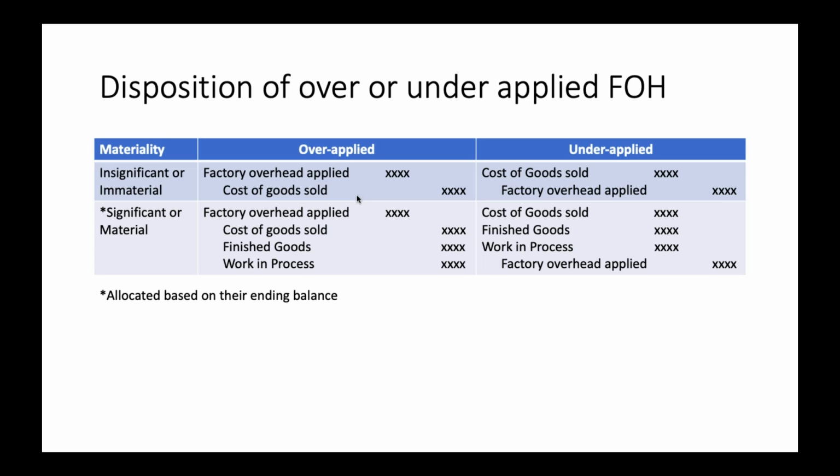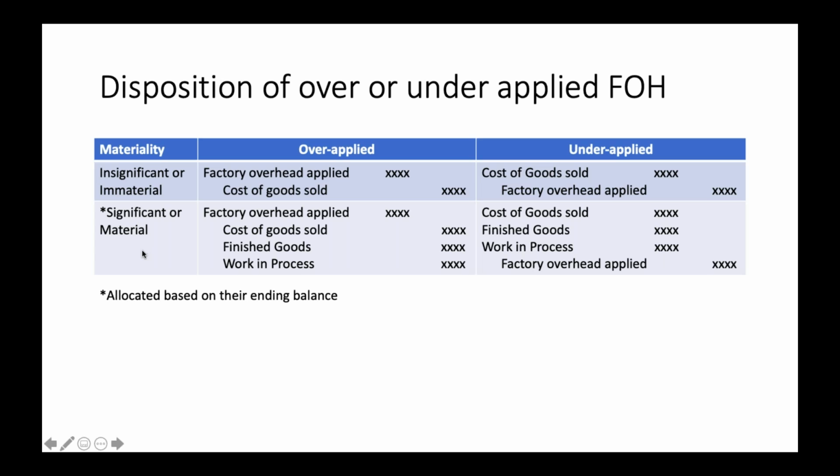While if the amount is insignificant or immaterial and it is an under application, the entry would be debit cost of goods sold, credit factory overhead applied. If we do this entry, we will increase the factory overhead applied and the cost of goods sold simply because we have lesser applications of factory overhead.